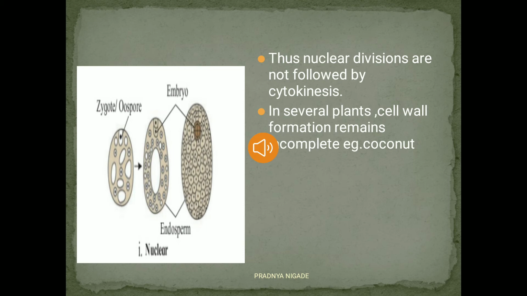So what we have seen is that nuclear divisions which are not followed by cytokinesis result in the formation of a large number of triploid nuclei freely suspended in the common cytoplasm of the central cell. That's why it is known as nuclear endosperm. It is the most common type of endosperm. Examples we have seen, that is wheat, sunflower and coconut.